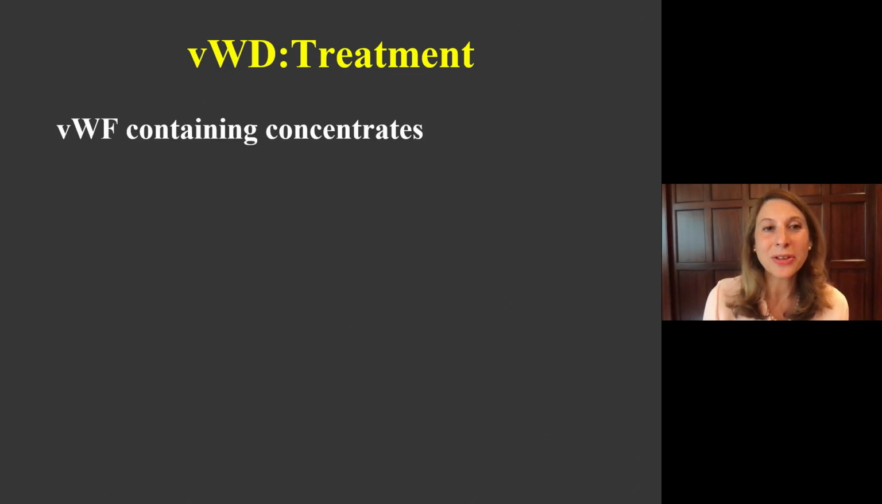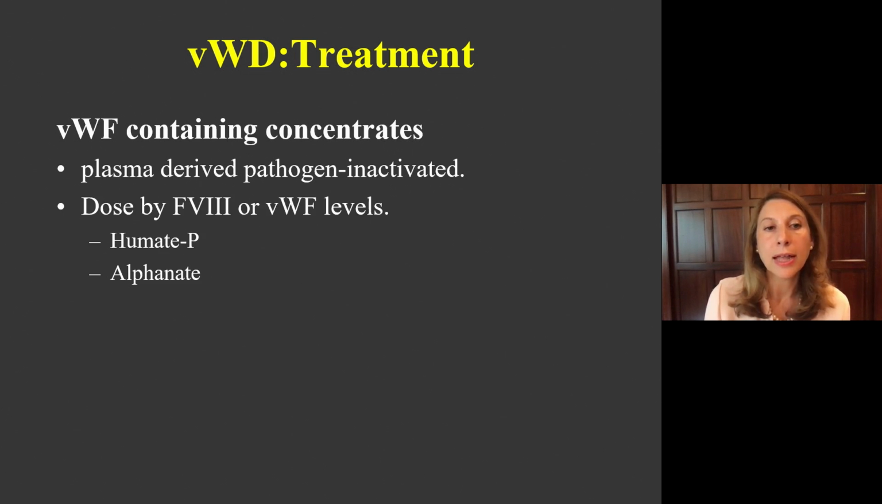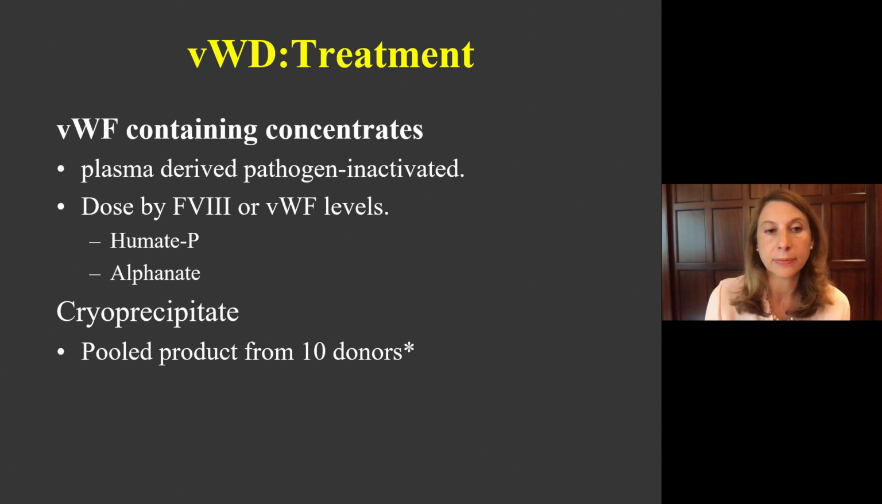Other options include von Willebrand containing concentrates. These are plasma-derived, pathogen-inactivated forms. And you can dose via factor VIII levels or von Willebrand antigen levels. Humate-P and Alphanate are two of the drugs that are often used. In very dire circumstances where you don't have any of these products, cryoprecipitate can be considered as a last resort. But remember, it's pooled from over 10 donors.